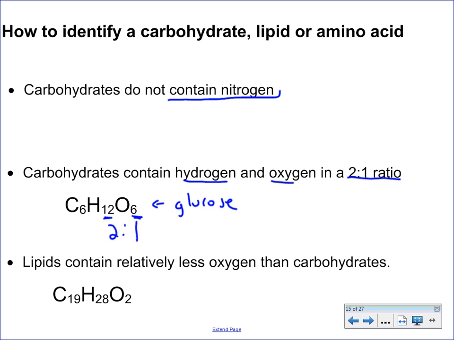And then lipids do contain relatively less oxygen than carbohydrates. So lipids do not contain hydrogen and oxygen in that 2-to-1 ratio. So if you look at this chemical formula for a fatty acid, you know, the hydrogen to oxygen ratio is 14 to 1. So nowhere close to that 2 to 1 ratio.